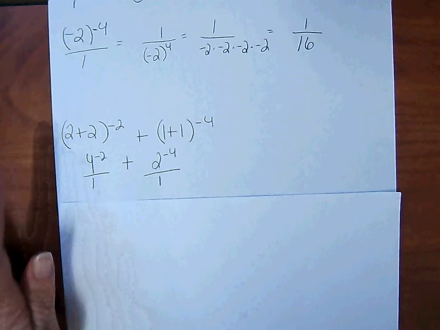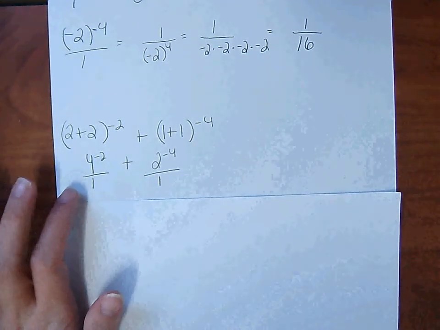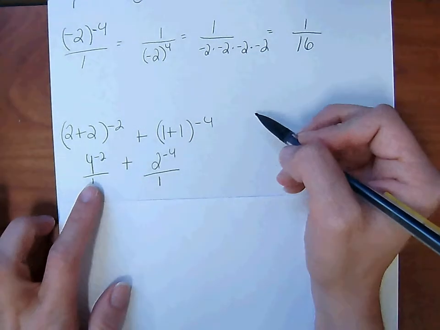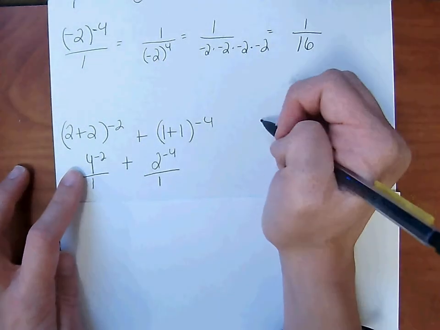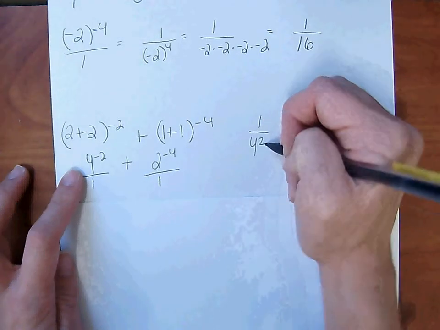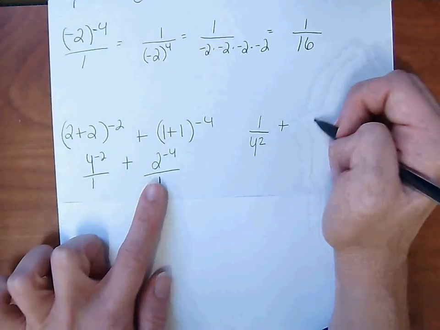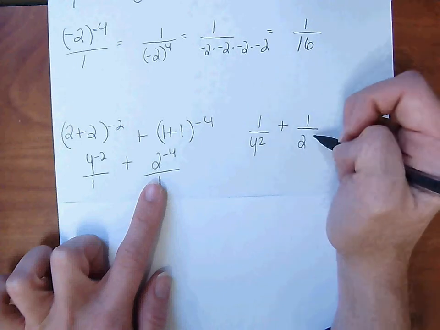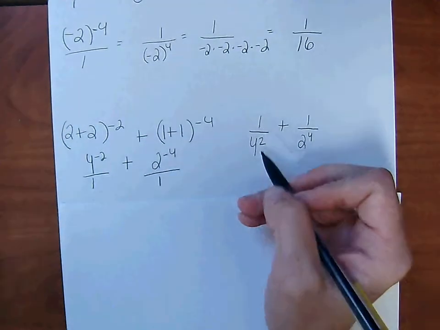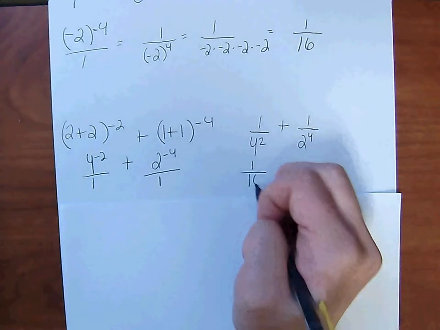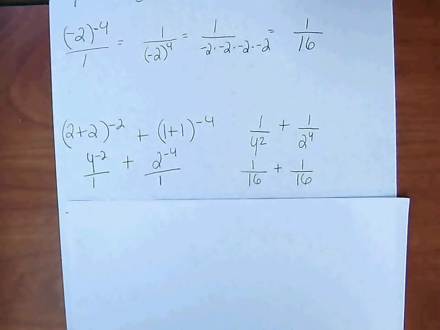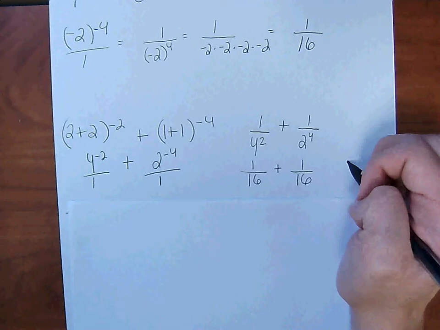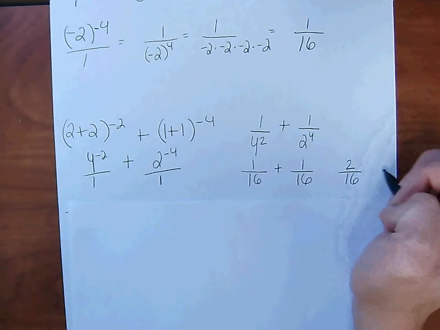So now change each one of these to be positive, and I am running out of space, so I'm going to kind of come up here. 4 to the negative 2 is negative in the numerator, so it's going to go to the denominator to become positive. Same with 2 to the negative fourth. So it becomes 1 over 2 to the fourth. So now we have 1 over 16 plus 1 over 16, and 1/16 plus 1/16 is 2/16 and simplifies down to 1/8.